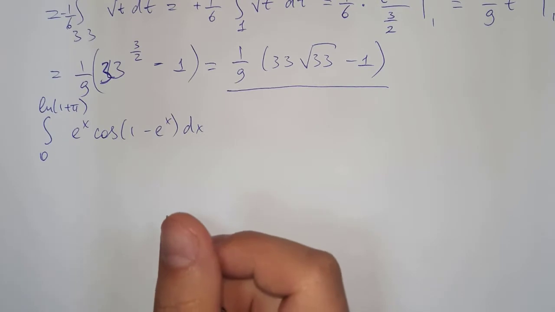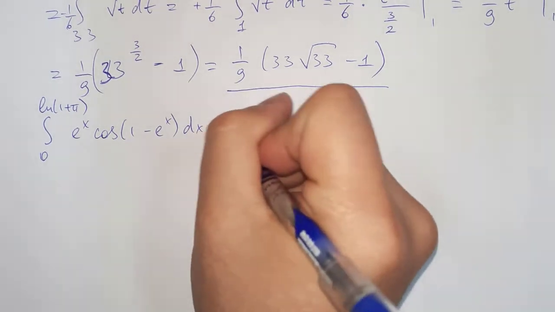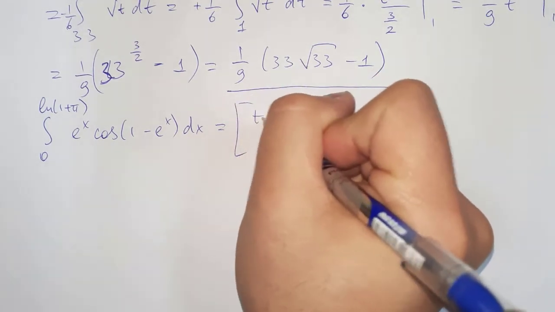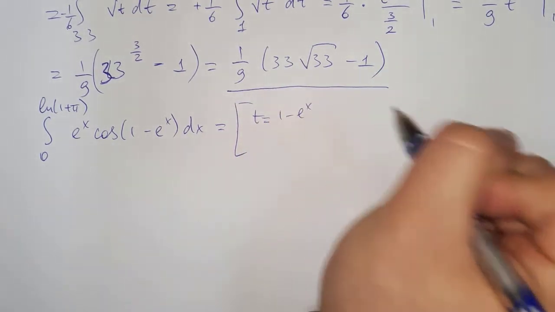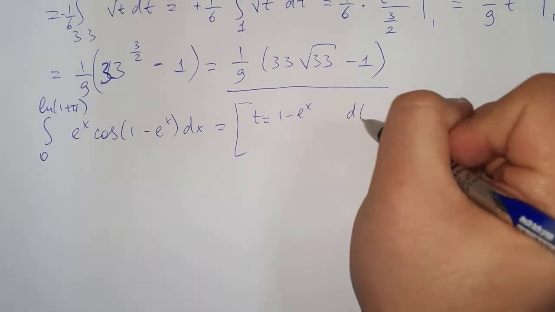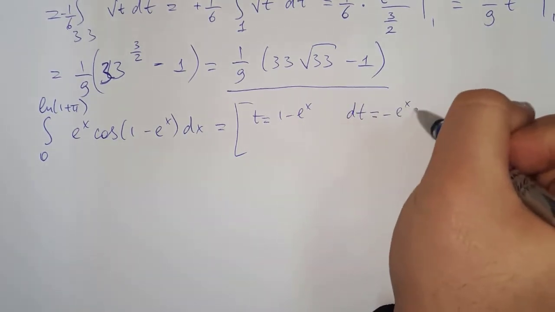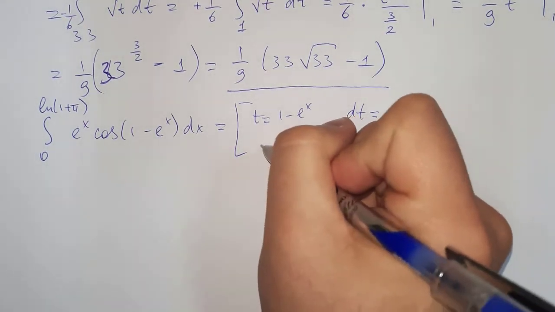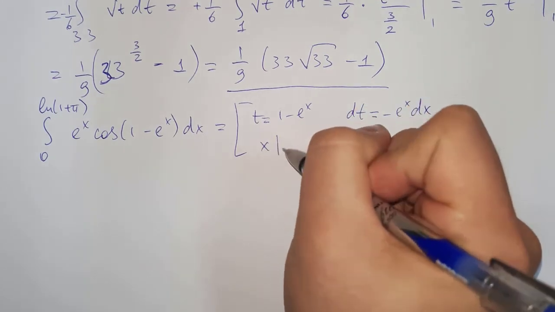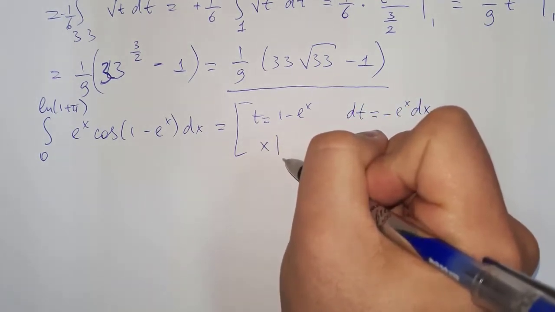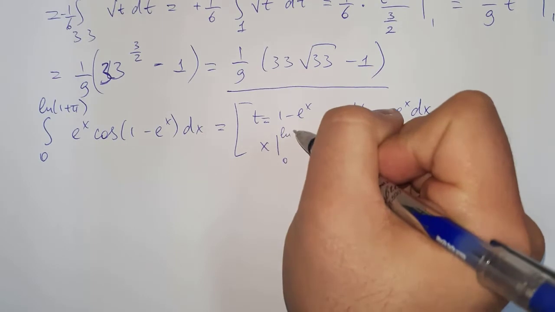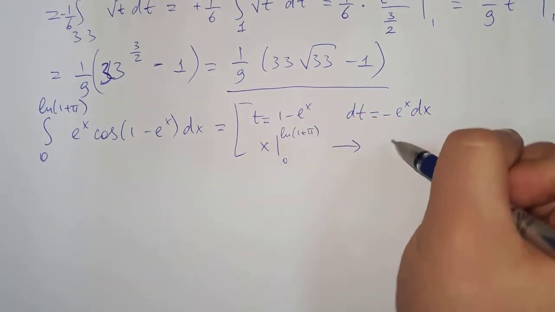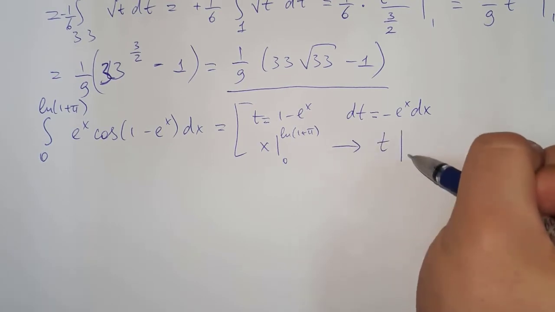Okay, so firstly, let's substitute t as 1 minus e to the power of x. And then we have dt is minus e to the power of x dx. Yes? Okay, now let's find the bounds for x and for t. So x is changing from 0 till natural logarithm of 1 plus pi. So now our t changes.